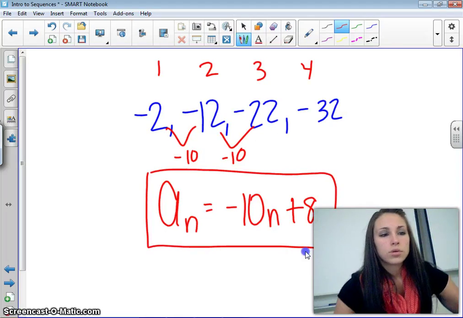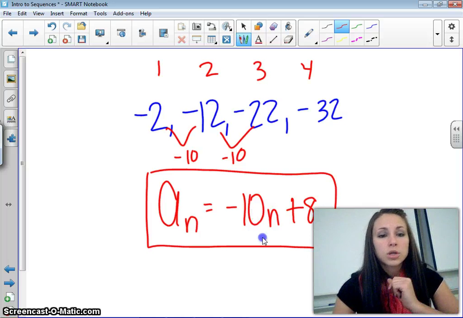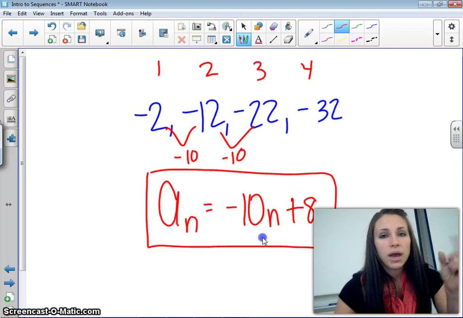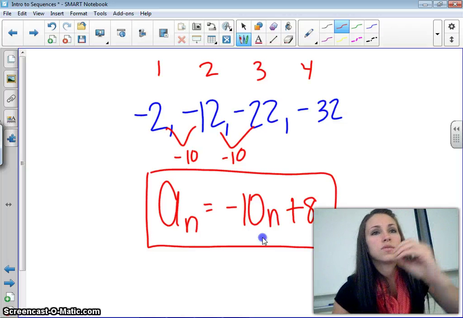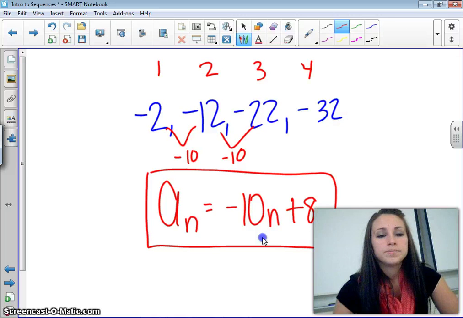And so to write recursive and explicit, that's how you're going to do it. In the next video, in part 3, I'm going to show you how you can go back and forth and interchange and write a recursive and an explicit formula for any given sequence. So one more video after this one, and we'll be done with these intro to sequences.